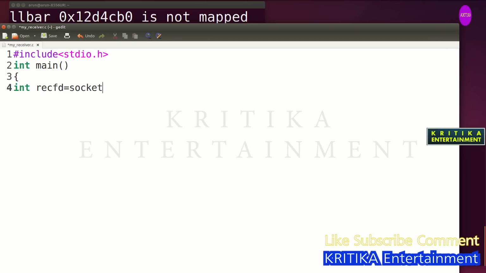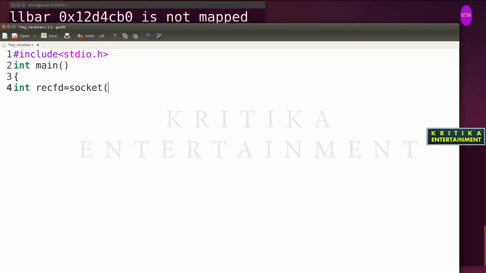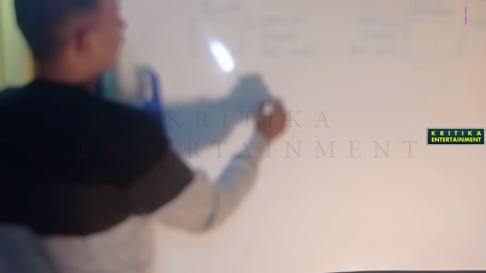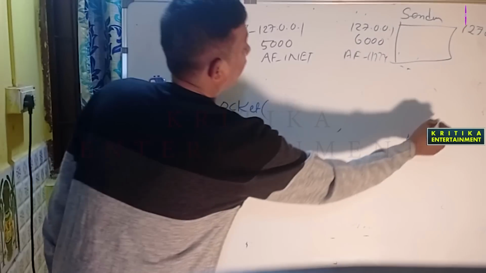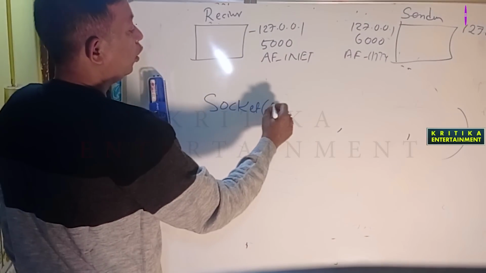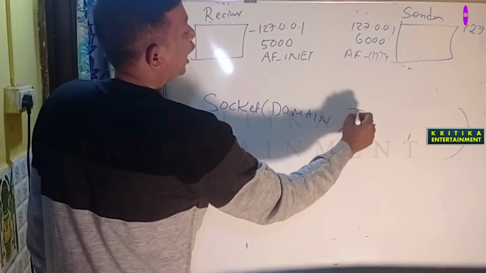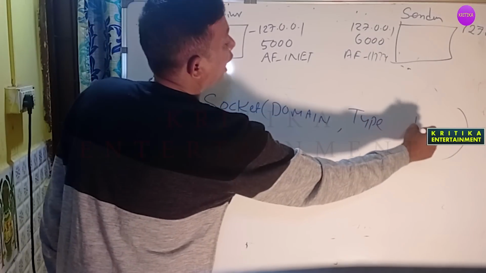Inside socket, what parameters have I taken? I have defined three parameters. So socket takes three arguments. What are those arguments? First is the domain, second is the type, third is the protocol.